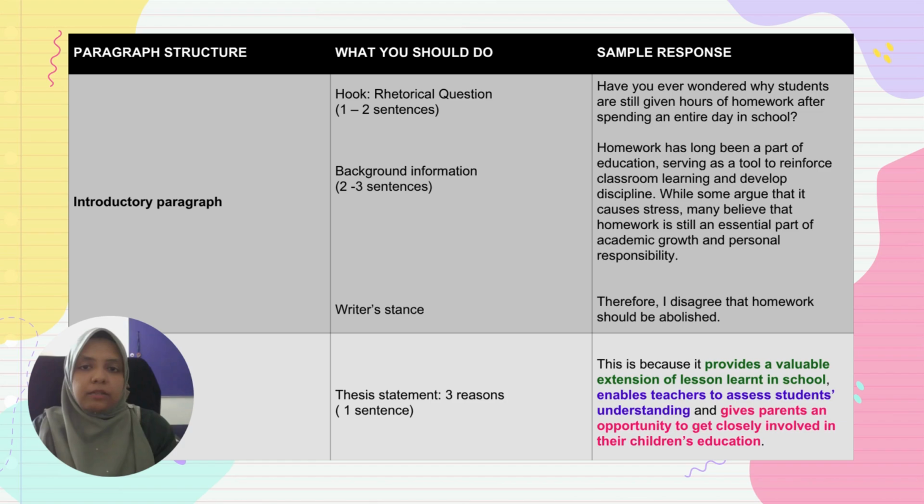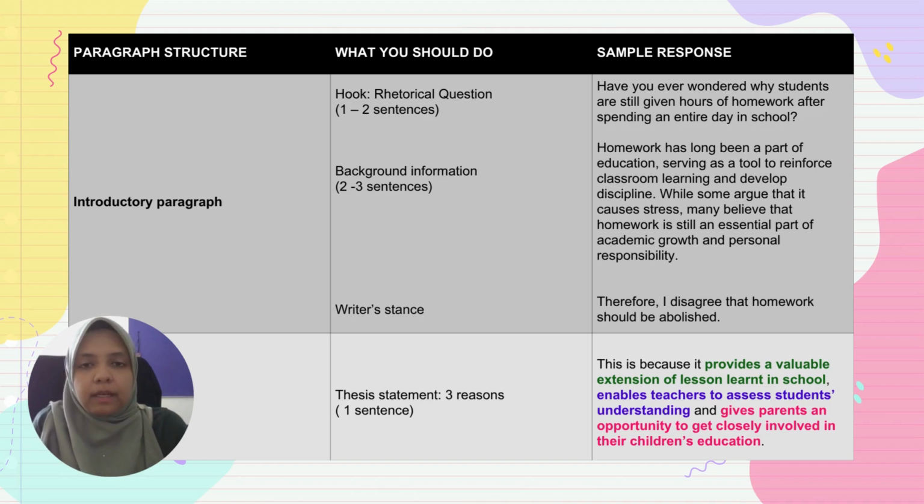In the introductory paragraph, the first sentence should be the hook. So, talking about hooks or attention grabbers, there are many types of attention grabbers, such as you can start your essay with shocking statistics, you can start off with a fact, you can start off with a rhetorical question. In this case, we are using a rhetorical question. All right. So the first sentence, attention grabber: Have you ever wondered why students are still given hours of homework after spending an entire day in school? So you are asking a question. This will be an attention grabber.